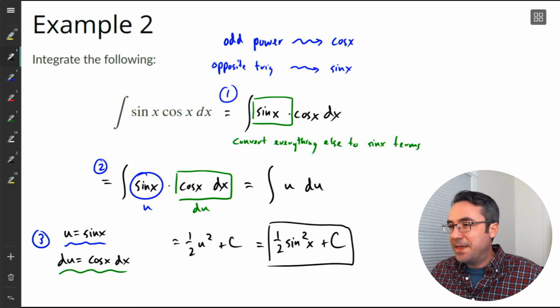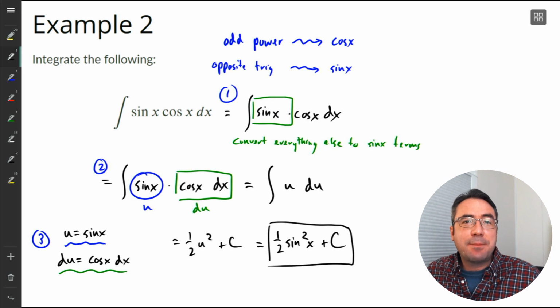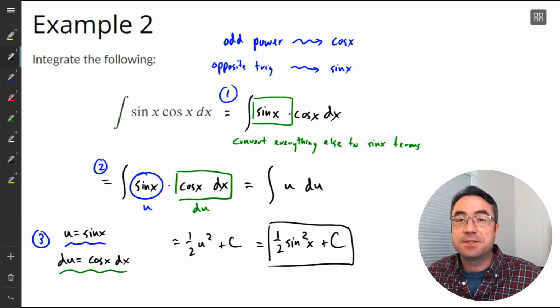All right, so that'll do it for today. And like we said, tomorrow we're going to see what happens with even exponents. More trig identities, I guess.